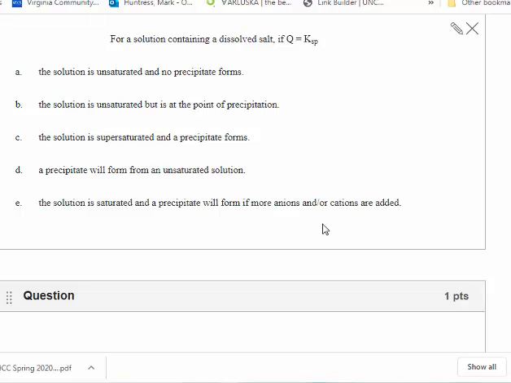So if you do add more ions somehow, then the solution won't actually become supersaturated. You can assume that there are nucleation sites where a precipitate could form.